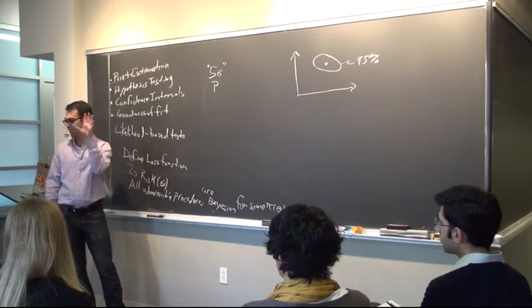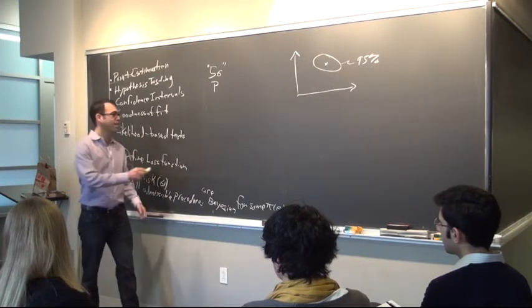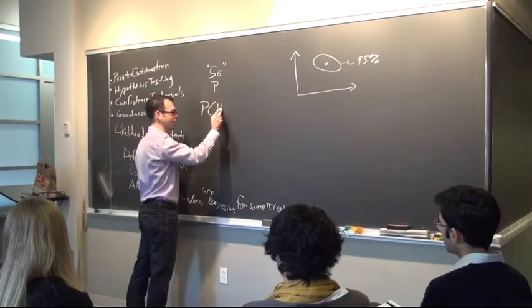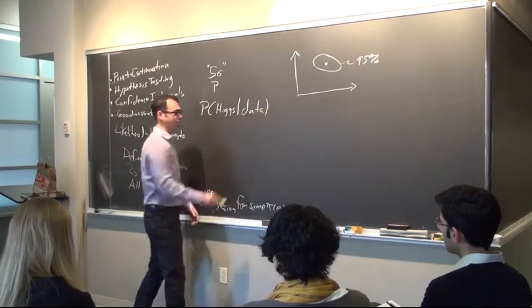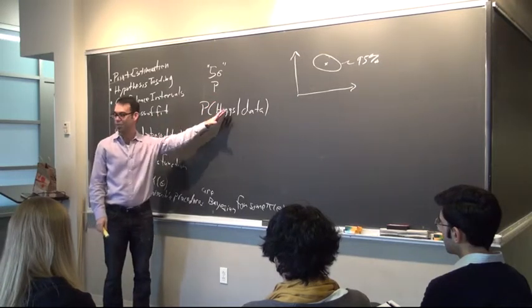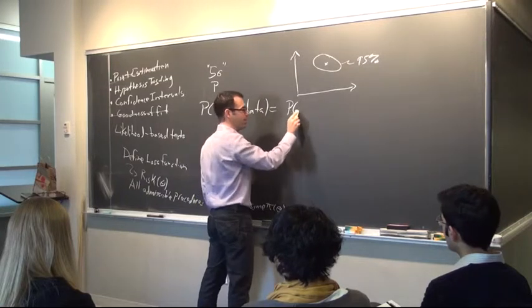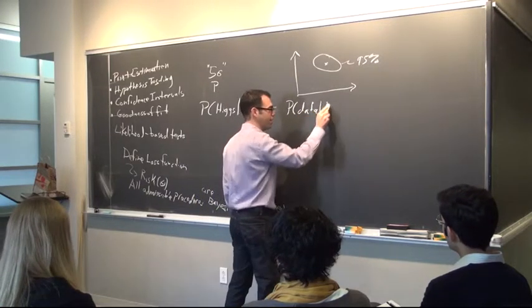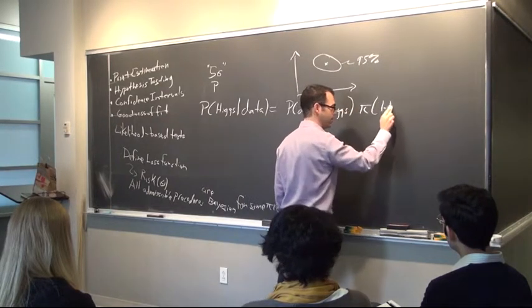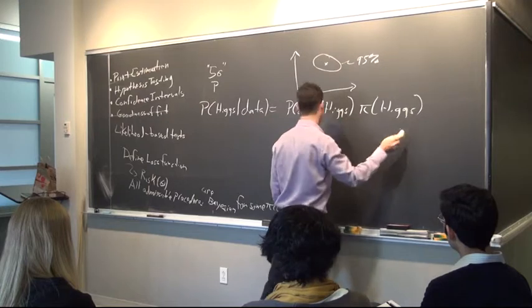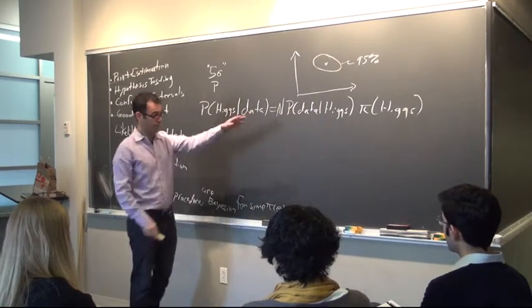If we just care about the exists-or-not question, intuitively you want a statement like the probability that the Higgs exists given the data. That seems like what we're after. But from Bayes' theorem, this is going to be the probability of the data given the Higgs, times some prior probability on the Higgs, and then some normalization to make that thing one.